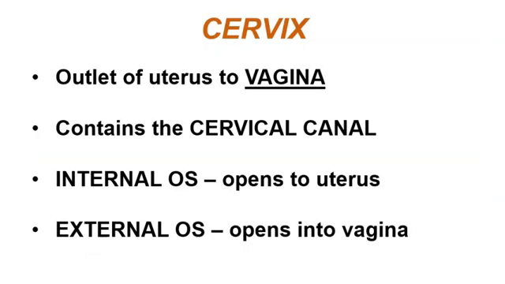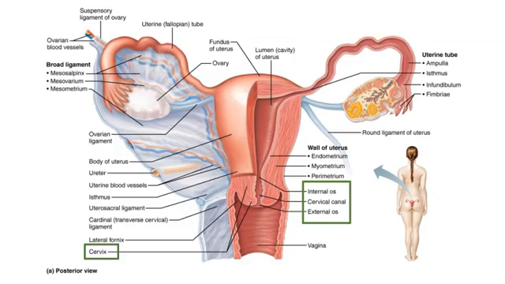So our final region of the uterus that we're going to examine is called the cervix, which functions as the outlet of the uterus into the vagina. So it contains the cervical canal, and it has essentially two ends or two openings that allow passage through the cervical canal: the internal os and the external os. The internal os faces toward the uterus, while the external os faces toward the vagina.